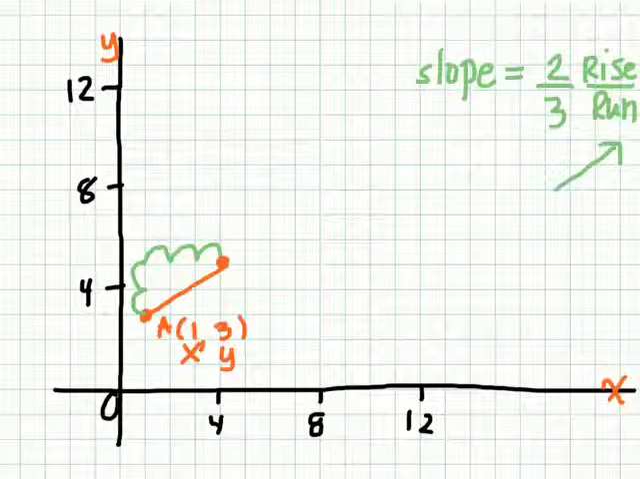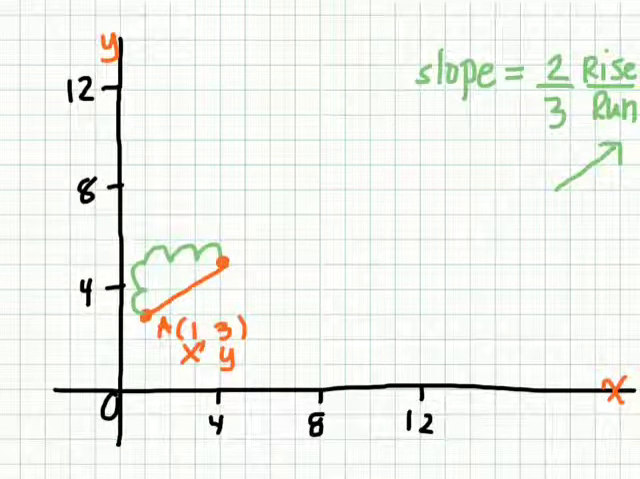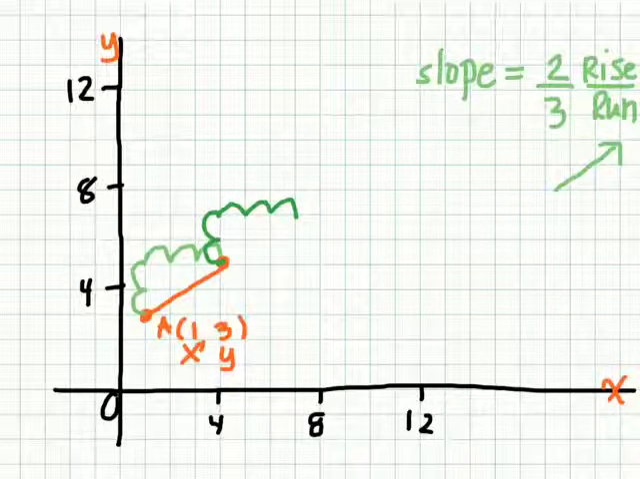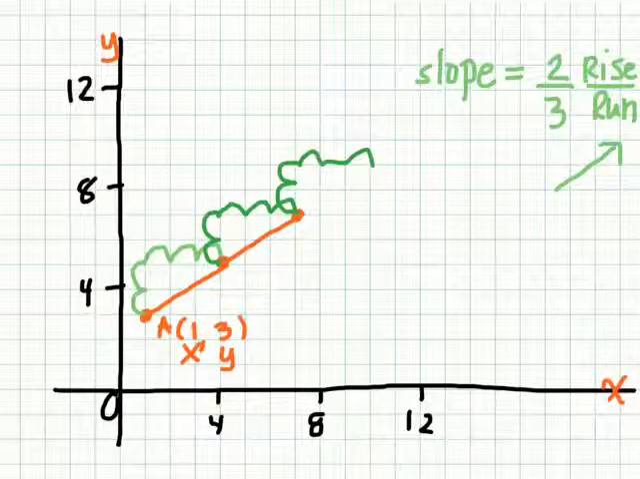If we were to continue this, starting from this point, what do I have to do? How many do I have to rise? Rise 2, and then run 3, so I move to the right 1, 2, 3, and here's my next point. All we're doing is extending this line. Remember we learned that it doesn't matter which points you choose. If it's a straight line, the slope will be the same all the way through, right? We can continue. Rise 2, run 3. Okay, and there's my line. This line has a slope of 2 over 3.